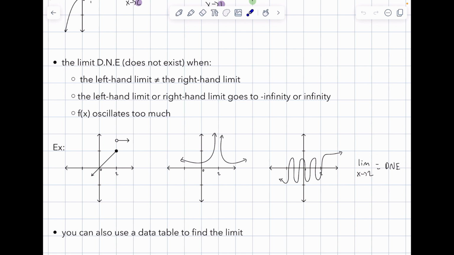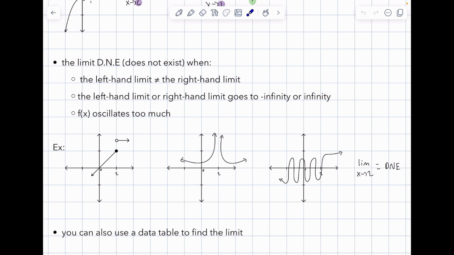We also say the limit does not exist when the left-hand limit or the right-hand limit goes to negative infinity or infinity. So as you can see in the second example here, if we go from the left, we see that it's going to negative infinity in the y direction. And if we come from the right, we see that it's going to positive infinity. And if these limits go to negative infinity or infinity, then the limit does not exist.